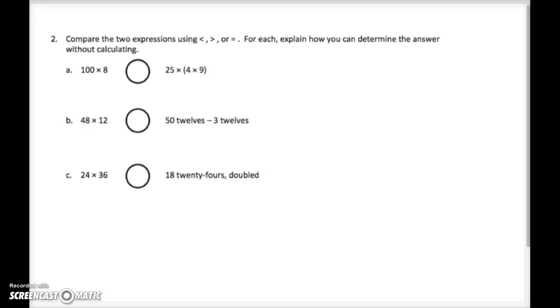All right, let's look at question number 2. It asks us to compare the two expressions using less than, greater than, or equal. For each, we need to explain how you can determine the answer without calculating.